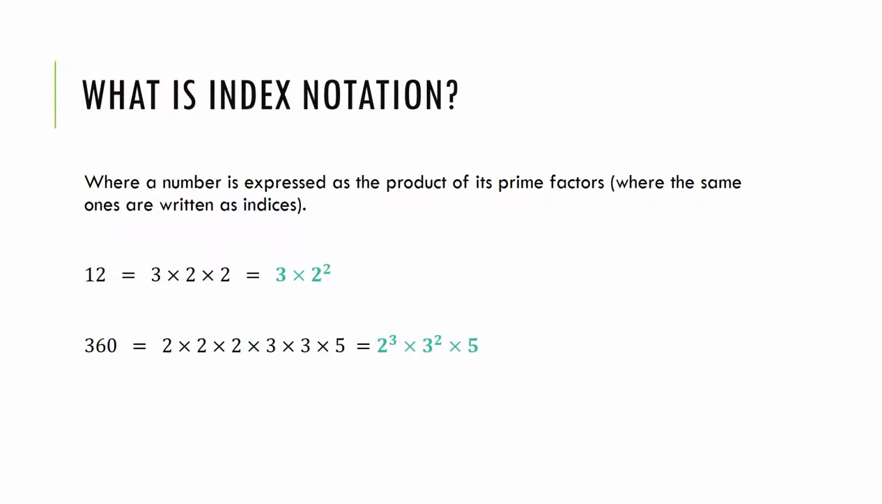So here we have all the factors. To write in index form, we need to group any same factors. You can see here we've got just one 3, so we write the 3 by itself, but we've got two 2's. So we write 2, and because there's two of them, we square it. Down below, we have three 2's, so we write the 2 to the power of 3. We have two 3's, so we write 3 to the power of 2, and one 5, so it's 5 to the power of 1, or just 5.